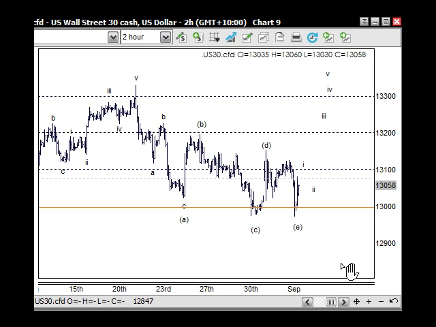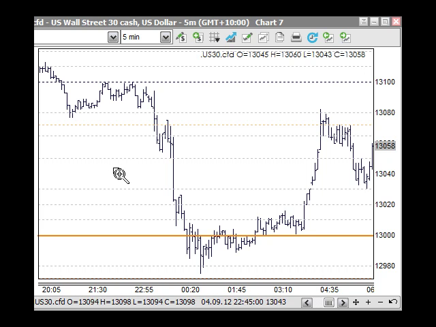But that said and done, we've got lower highs here. It could be interpreted as a bearish move, but when we've got two interpretations of such a pattern, then we just resort back to good old support and resistance, and that 13,000 is the resistance there.